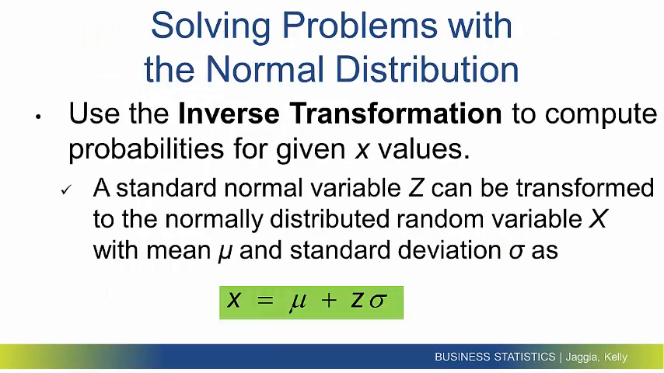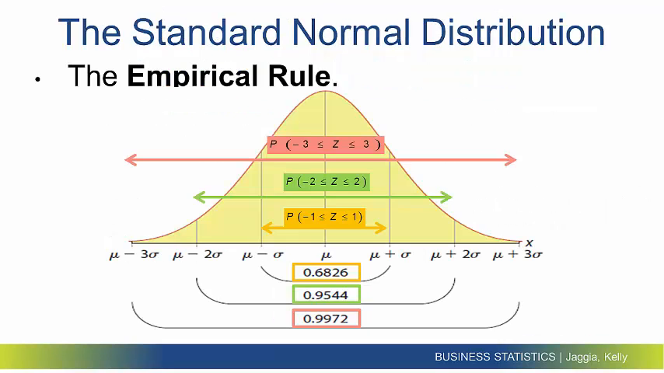Here's the formula: X equals mu plus Z times sigma. One more thing to know about the standard normal curve is that there are certain probabilities that we observe with the shape of the distribution. Specifically, 68% of the data will fall plus or minus 1 standard deviation from the mean, 95% of the data will be contained within 2 standard deviations of the mean, and 99.7% of the data will be within 3 standard deviations of the mean. This is known as the empirical rule, or the 68-95-99.7 rule.